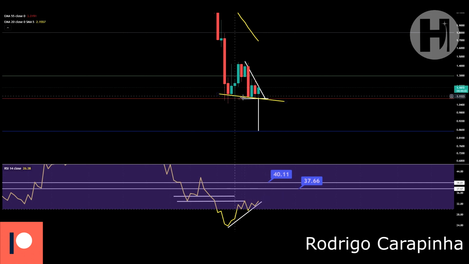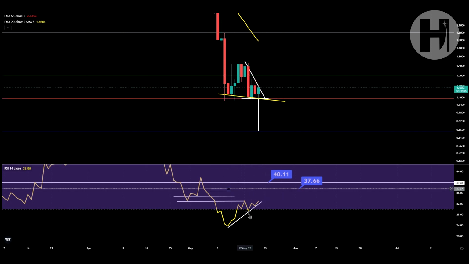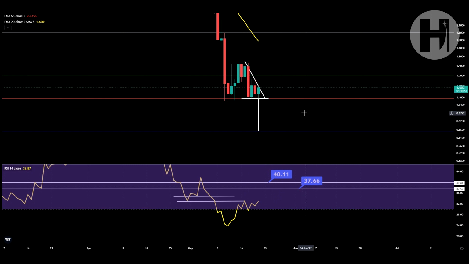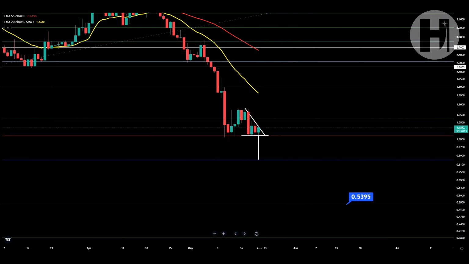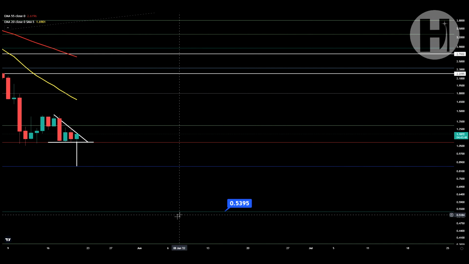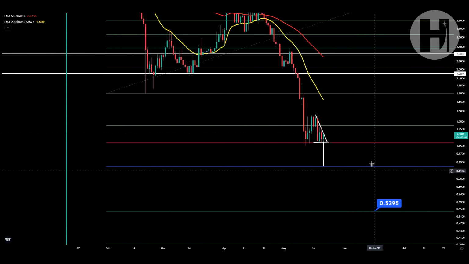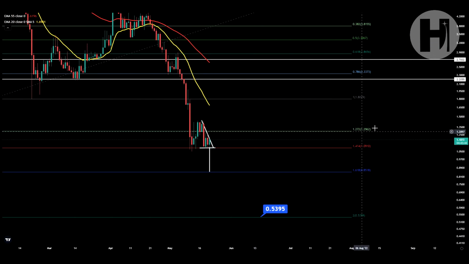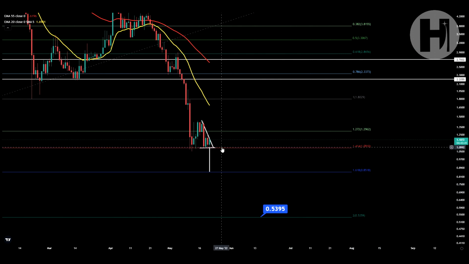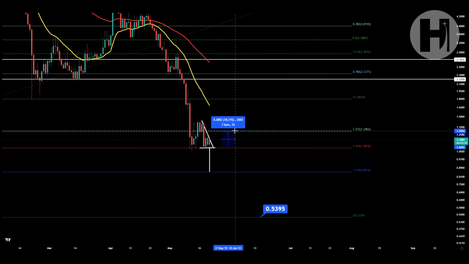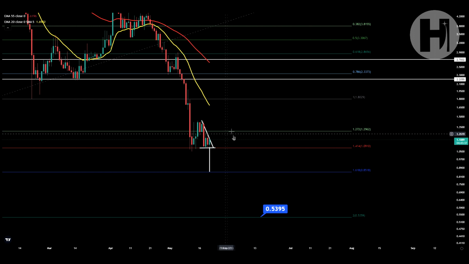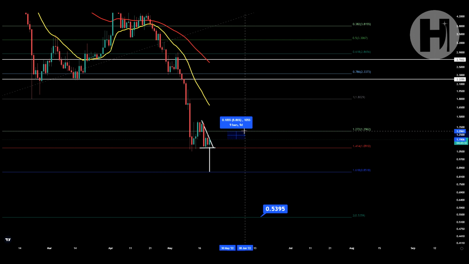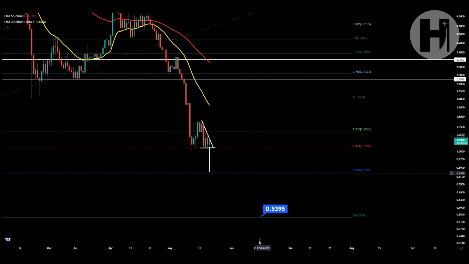So you have a lower low on the price action. You have a higher low on the RSI. This is called a bullish divergence, and this usually comes before a little pump. So potentially we could see a move to the upside from here. So what you could target is the 1.272 resistance here, which is the fib level. So from the 1.414 to the 1.272, that's an 18% trade, which is quite a nice trade. From where we are right now to the 1.272, that's almost a 9% trade.